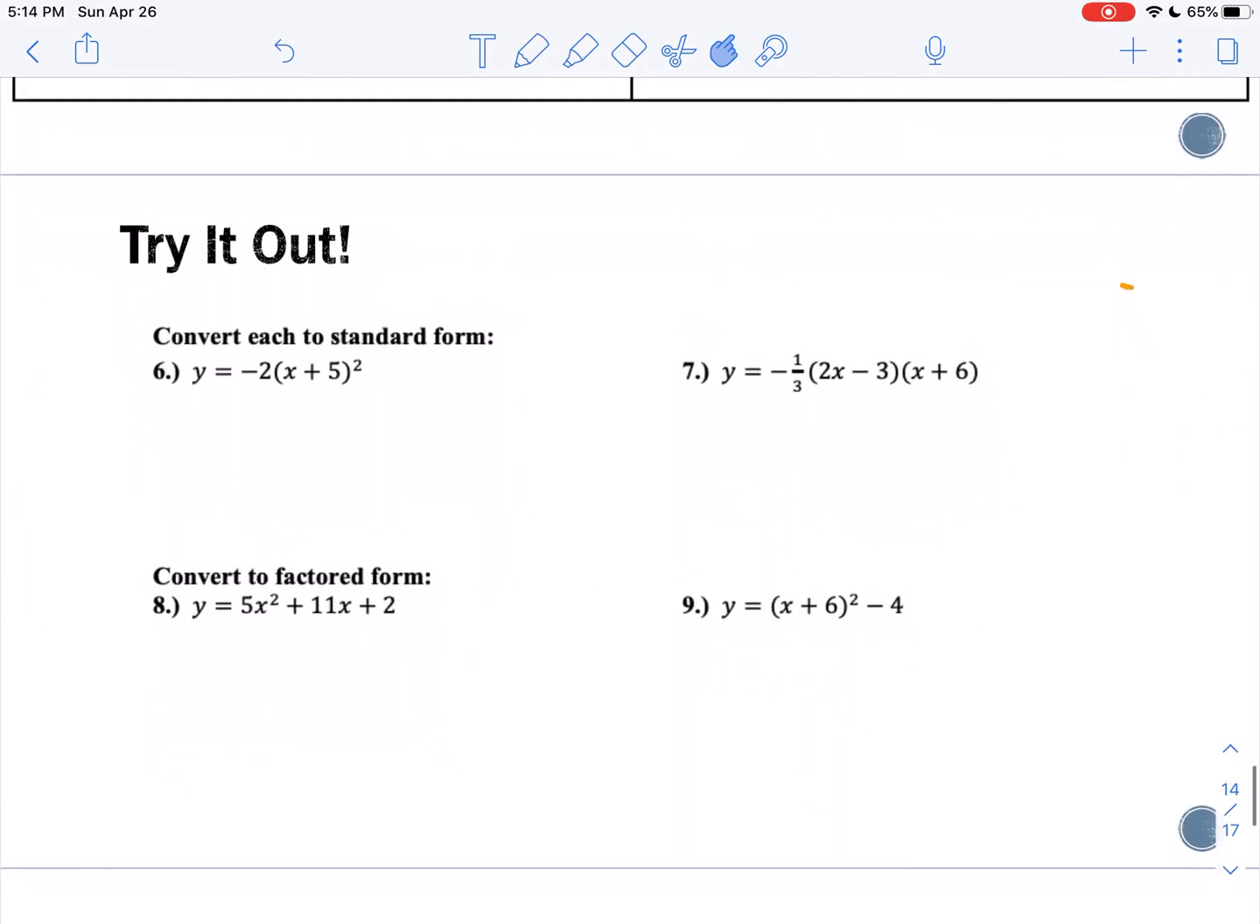All right, you've got 4 examples here. I want you now to use what you've learned and convert to standard form for 6 and 7, convert to factored form for 8 and 9. Go ahead and pause the video and try these 4 examples out.